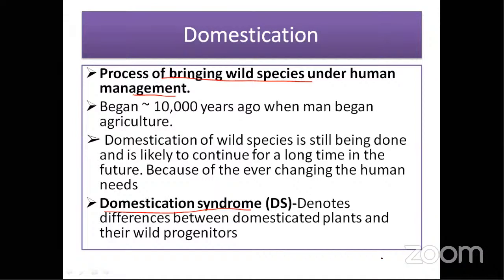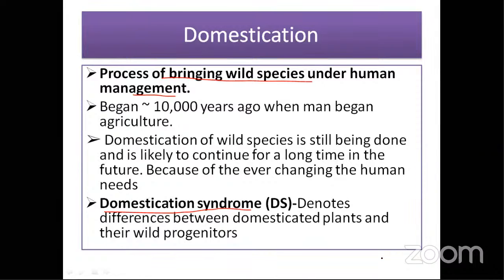What are the desirable characters? We need the seeds to be in a larger amount. We need the seed to be intact in the plant, not shattering on its own. We need a proper time for harvesting, that synchronization in maturation. We need larger fruits. We need a proper color of the seed, and all those traits we need, human beings all over the world would have selected for that particular kind of thing.